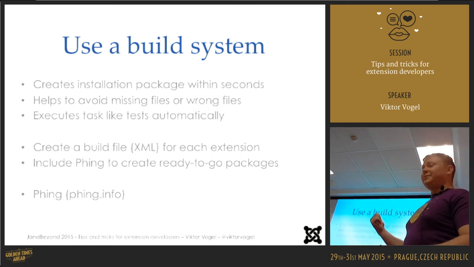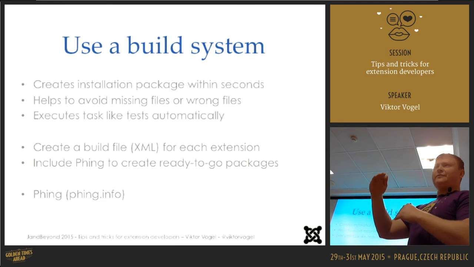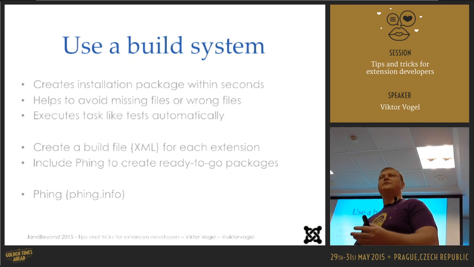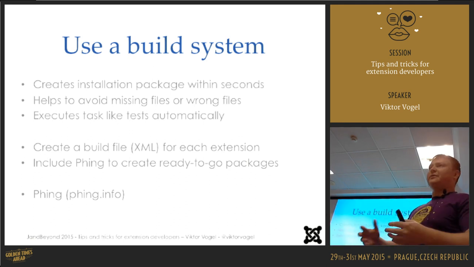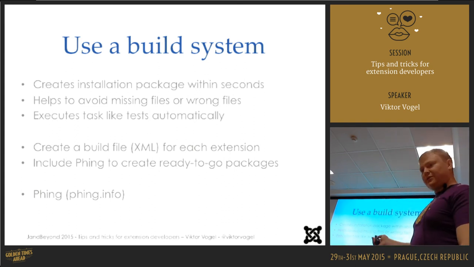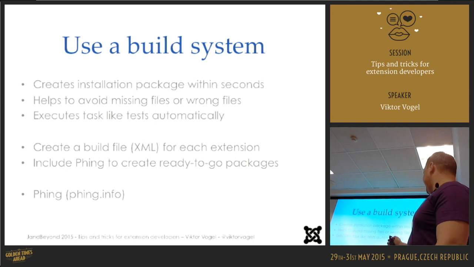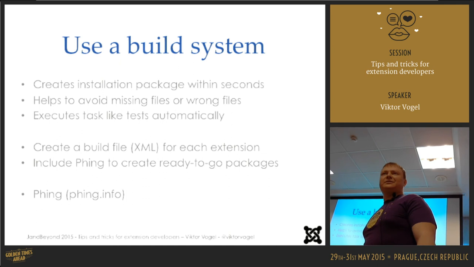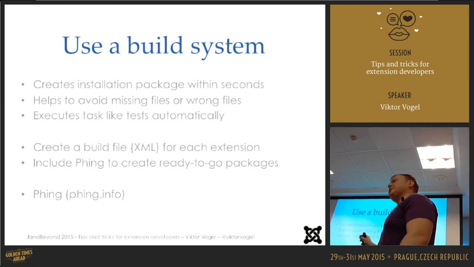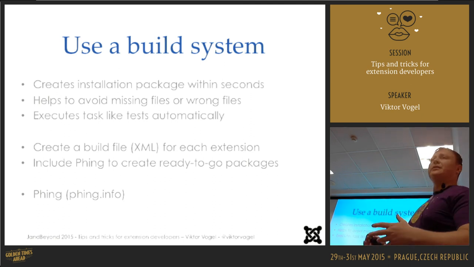And if you use Phing, it's very easy. You write a build file once, and then you just click on it, and it copies everything into the specified folder and creates a ready-to-go archive for installation. It's also something you should look at and try to implement. I created a build file for each of my extensions and just run the script and upload my files. Of course, you can do more with this. You can also start unit test processes, or upload the files via FTP. That's very powerful, but I use it personally just for creating my installation packages.